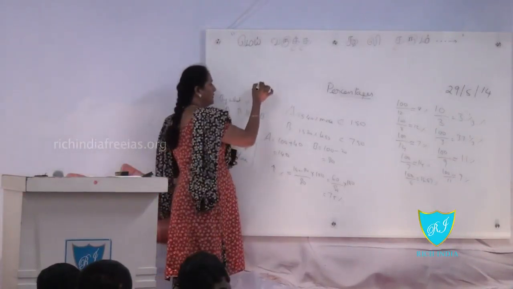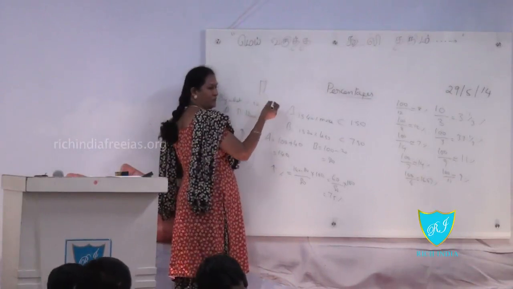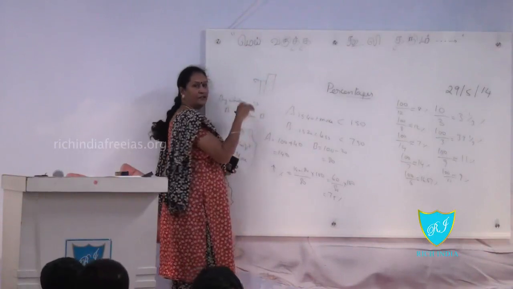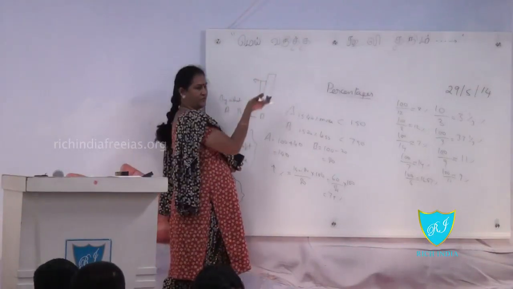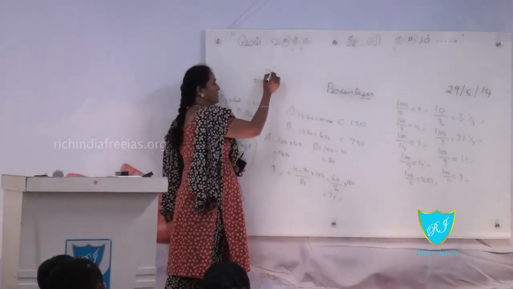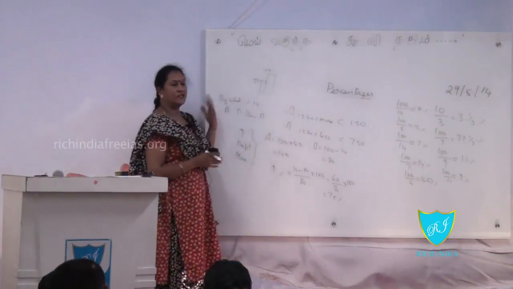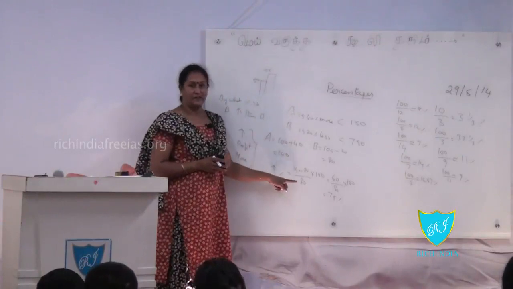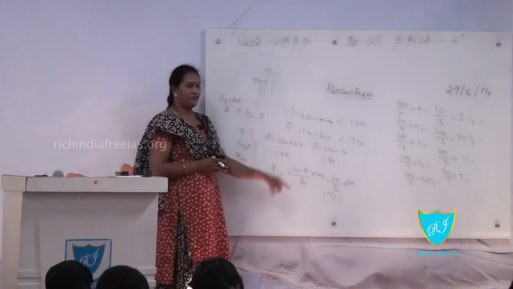So suppose in data interpretation, the previous year production is 50,000. Next year, if production is 75,000, what is the increase percentage in production? Write this difference, 25. So the denominator will be 50.